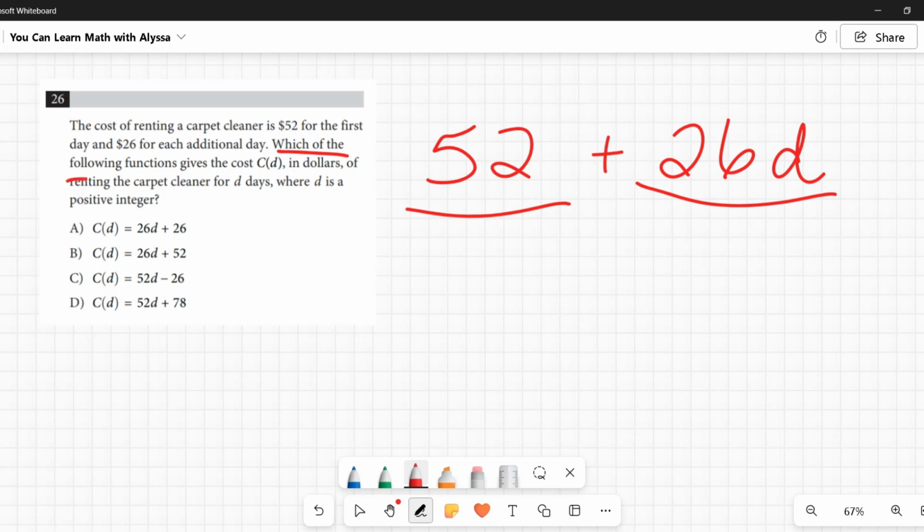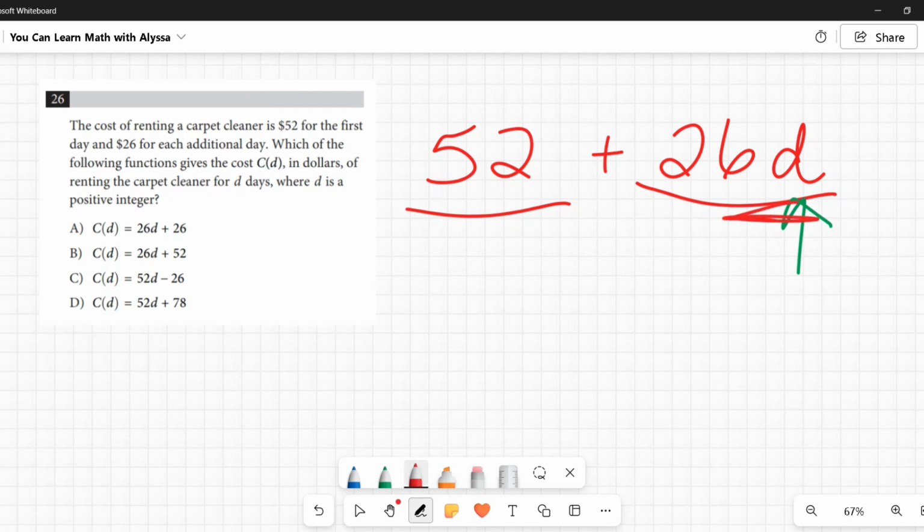It says, which of the following functions gives the cost C of D in dollars of renting the carpet cleaner for D days? So that counts this first day. It's included. So, wait a minute. If I put in a 1 here for D, then that's going to be 52 plus 26. That's not how much I'd have to pay if I rented it for one day. I would only have to pay $52 for that first day.